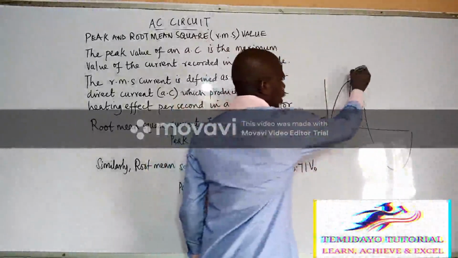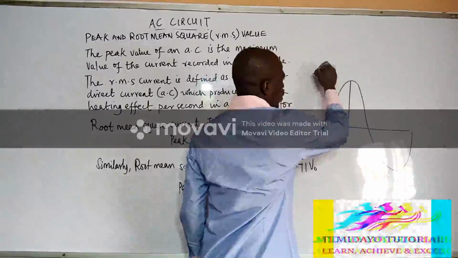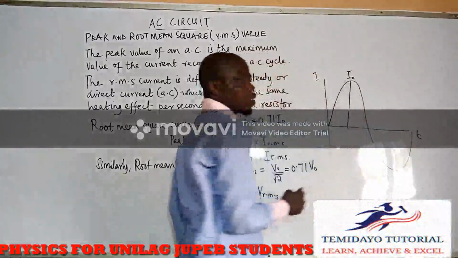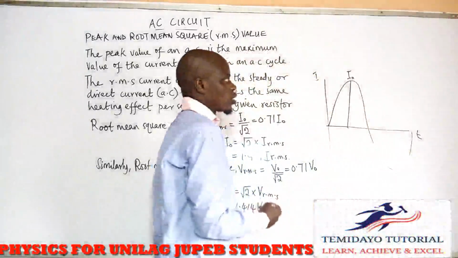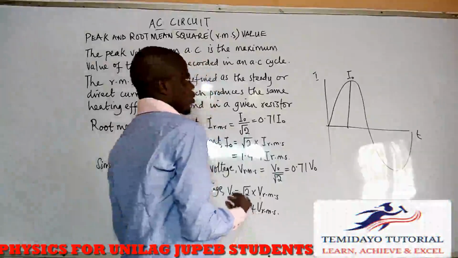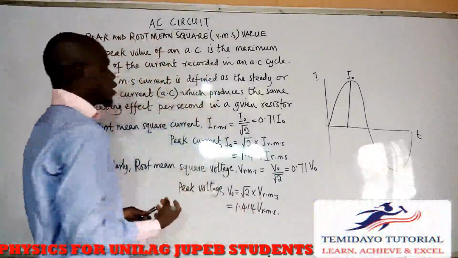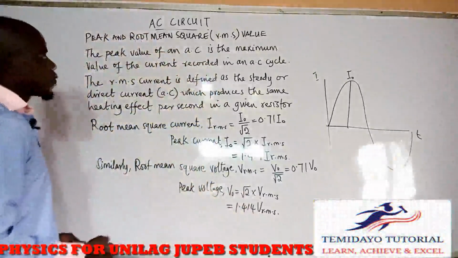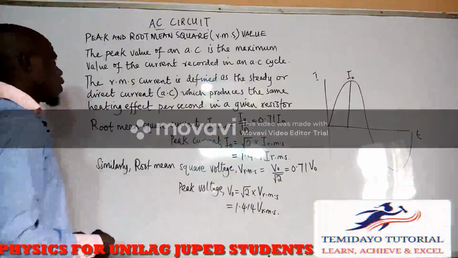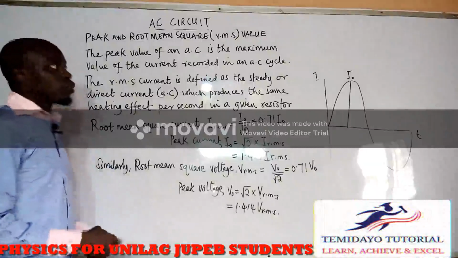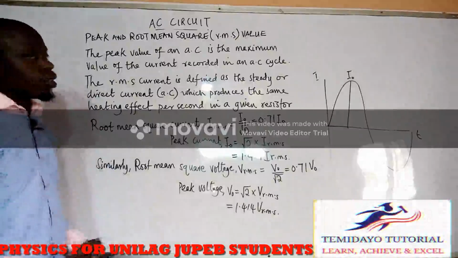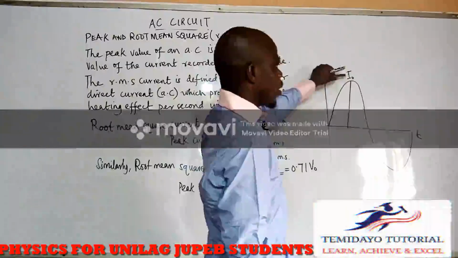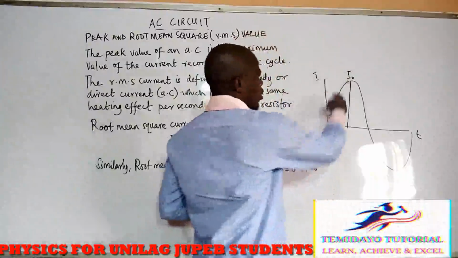This is the peak, when you are plotting your current against your time, you have here your I naught. That is the peak for that current. In this case, there is what we call the peak and the root mean square value. Just like here, the peak value of an AC is the maximum value of the current recorded in an AC circuit. It is the maximum value you can record in an alternating current circuit.